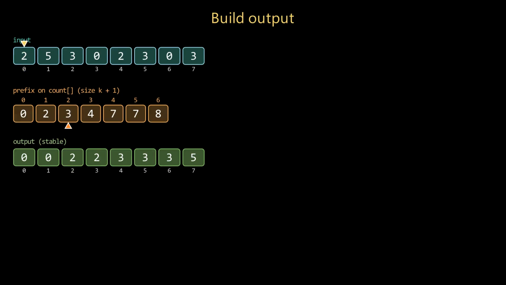Input index 0 is 2. Bucket 2 reads 3, write 2 at output index 2. Decrement bucket 2 from 3 to 2. All positions are filled. The output is sorted, and duplicate values kept their original order.